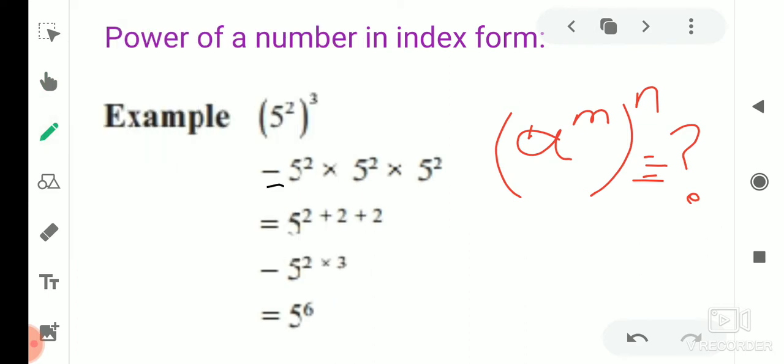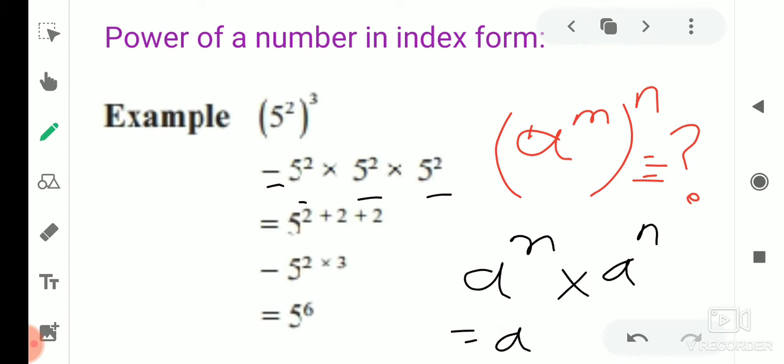This is equal to 5 square into 5 square into 5 square. We have seen the property before this, that a raised to power m into a raised to power n equals a raised to power m plus n. Here the bases are same, 5, 5, 5, so we will add their powers: 5 raised to power 2 plus 2 plus 2. So it will give 5 raised to power 6.